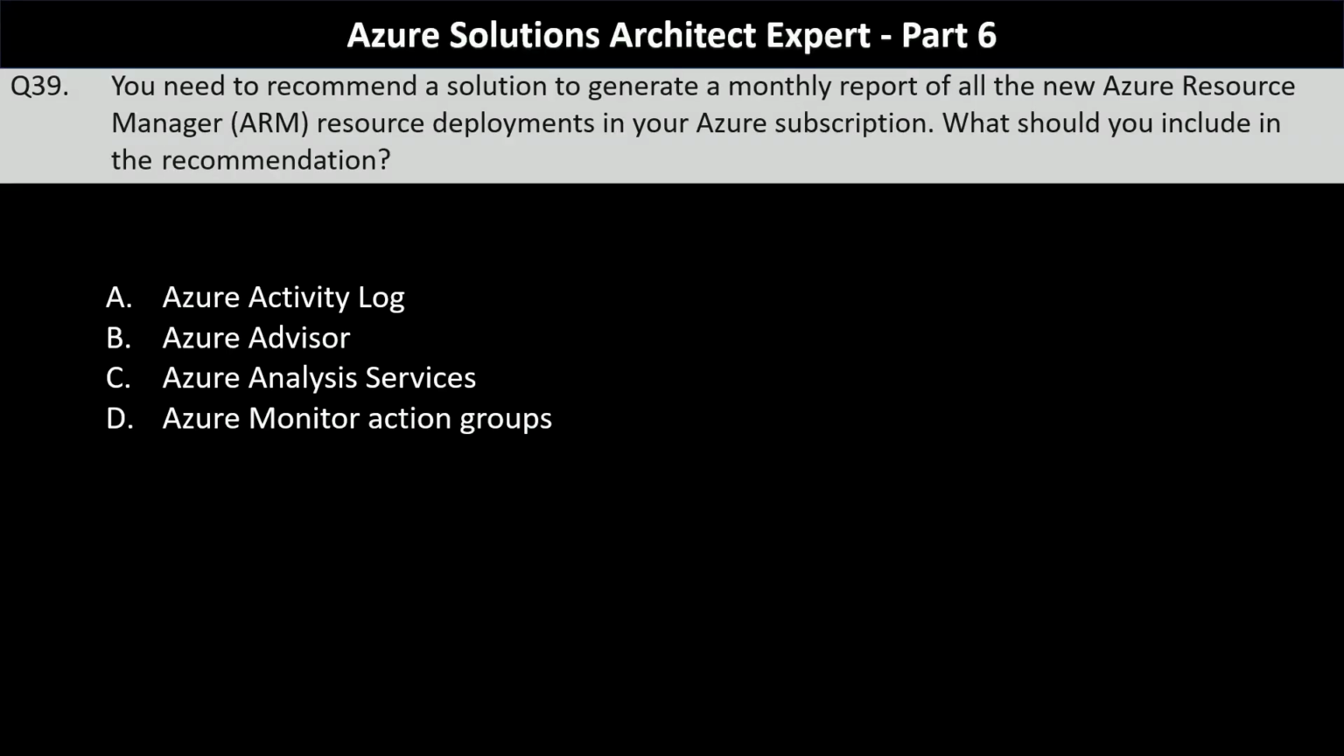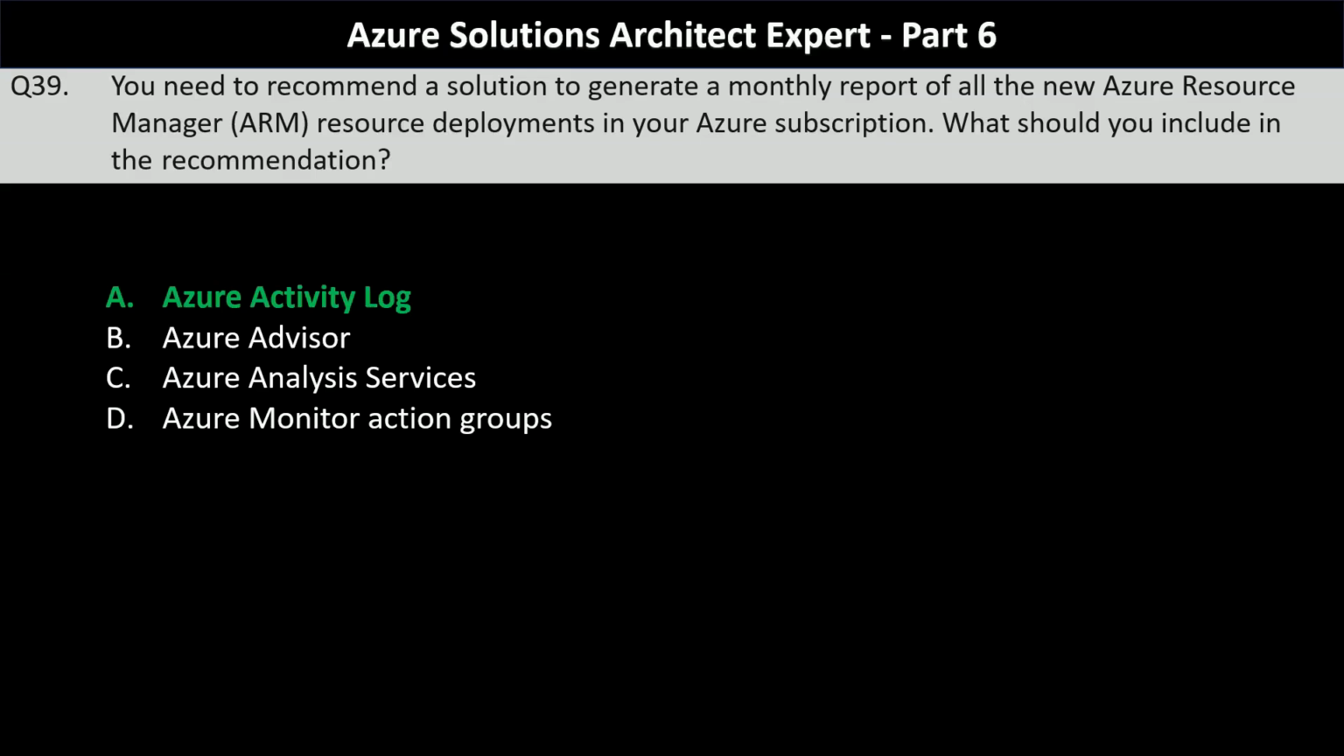Folks, Azure Activity Log tracks all management operations in an Azure subscription, including resource deployments. It provides detailed records of when resources were created, modified, or deleted. You can query the activity log for deployment events and filter by the resource type, time range, and specific actions like resource creation. The logs can be exported to Log Analytics, storage, or Event Hubs for further analysis or reporting, making it easier to generate a monthly report.